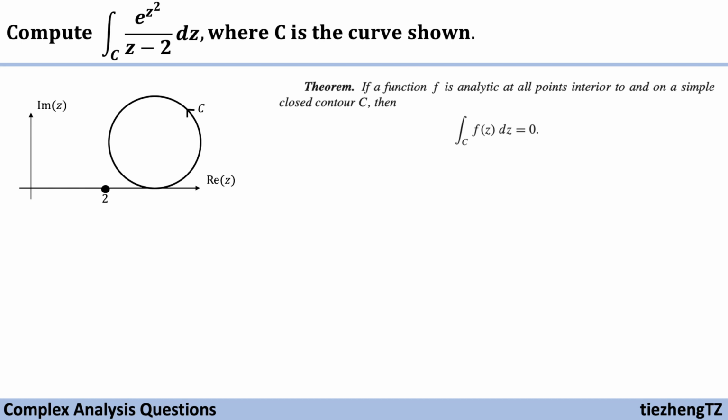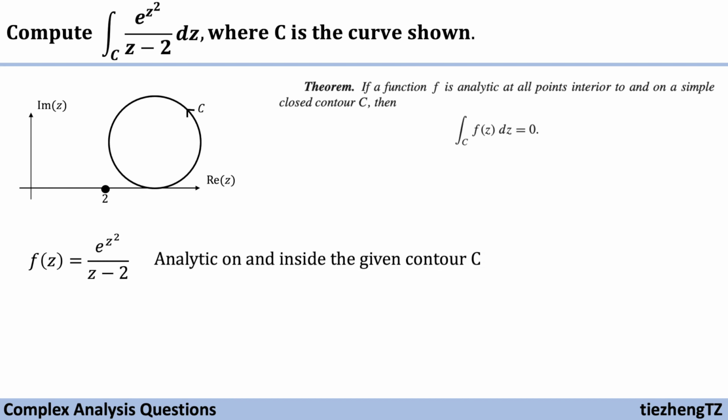Now let's take a look at our equation. The function f(z) is e to the power of z squared over z minus 2, and we know it is analytic on and inside the given contour C, because the only point, (2, 0), is outside the contour. Therefore, the function is analytic on and inside the contour C.